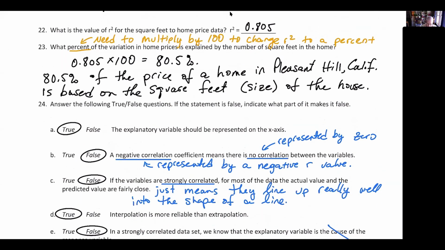Here we go. So what is the value of r squared? R squared is 0.805, which means 80.5% of the price of a house in Pleasant Hill, this is specific to Pleasant Hill, is based on the square footage or the size of the house. That means 20% of the cost is to do with other things. And that's where you get into the shape that the house is in, the size of the lot, what schools are nearby, the neighborhood it's in, those kinds of things.